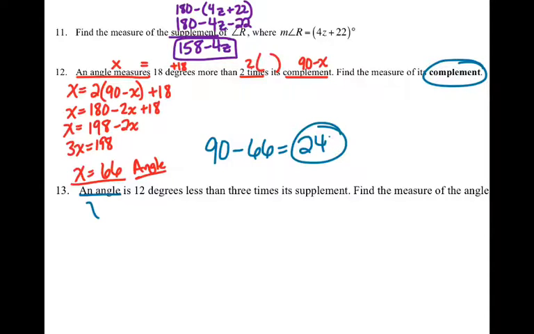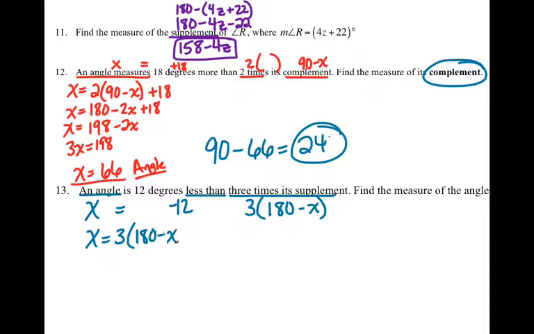On number 13, an angle, so there's your x, means equals. Now this time it says 12 degrees less than, so that means we have to subtract 12 from something. 3 times its supplement, okay? So 3 times means you have 3 outside of parentheses. The supplement is going to be 180 minus your angle, so 180 minus x. So then your actual equation should look like this: 3 times (180 minus x), and then subtract 12.